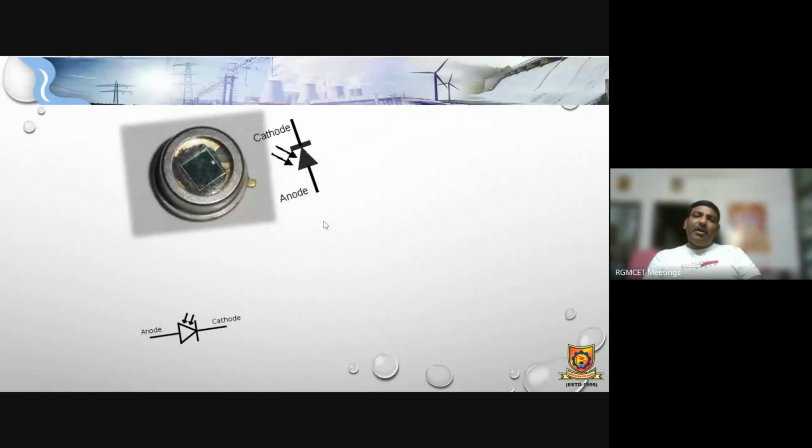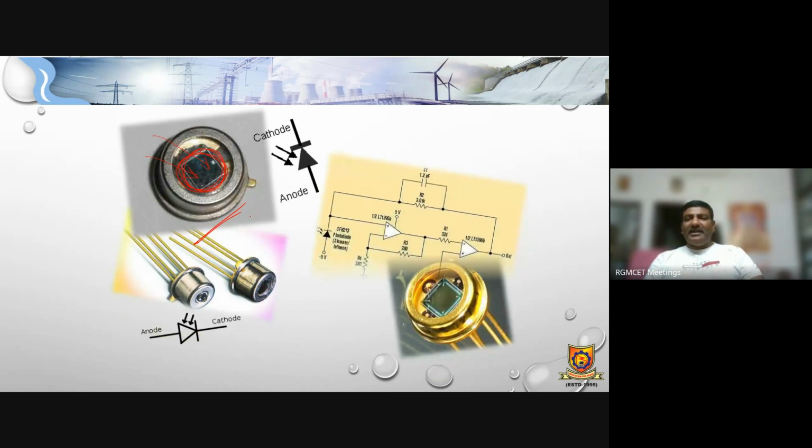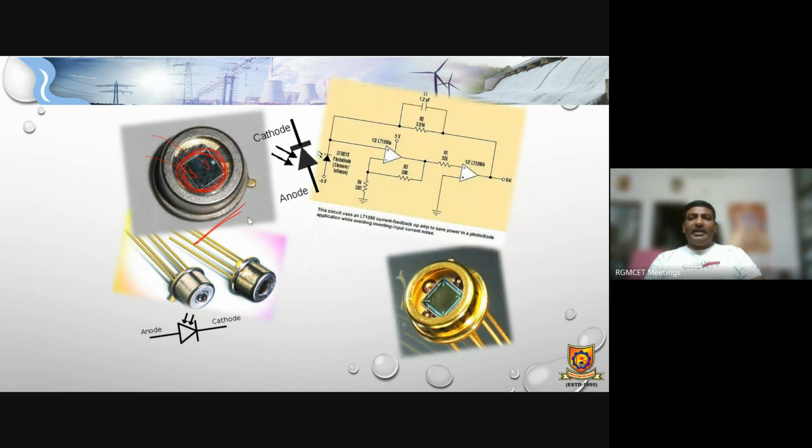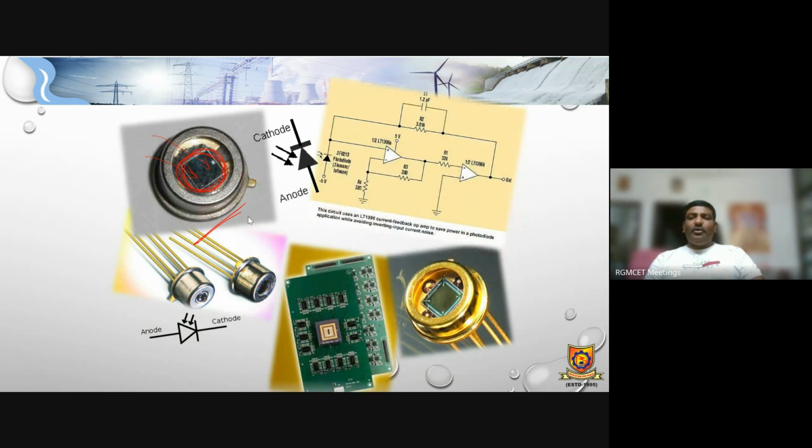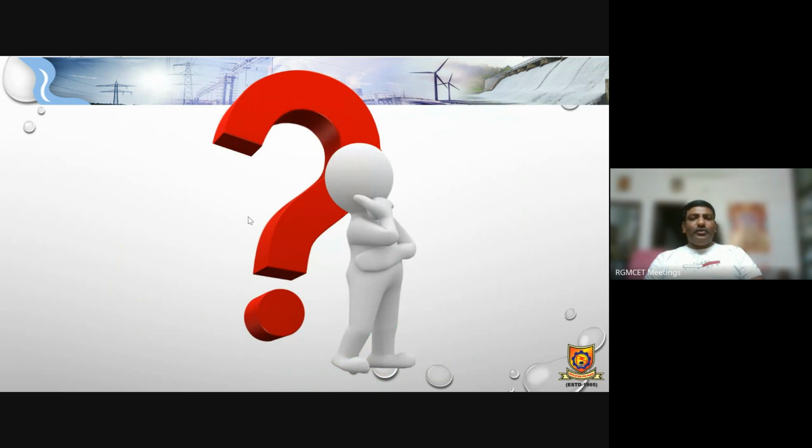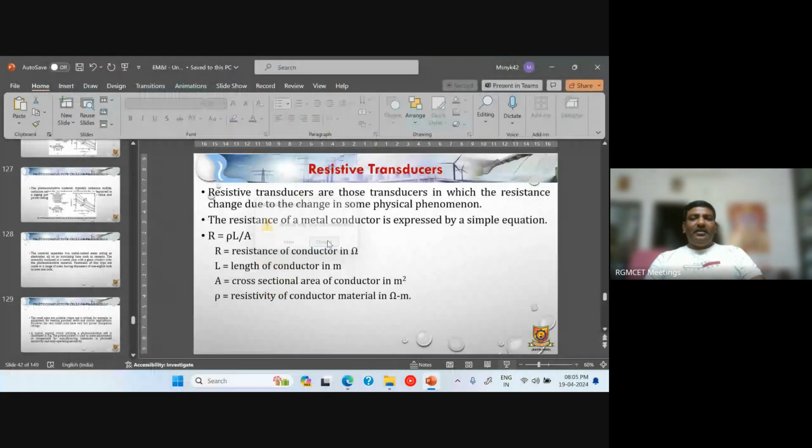So this is the symbol of a photodiode. There is a small photovoltaic panel, just like that. Whenever the light falls on it, it starts conducting. Here are practical diagrams of photodiodes. This is about the concept of the photodiode.